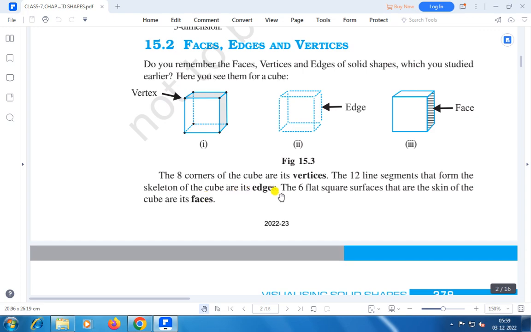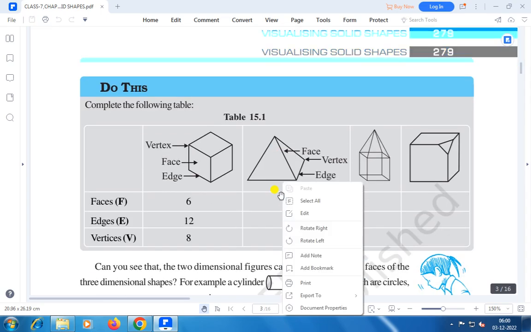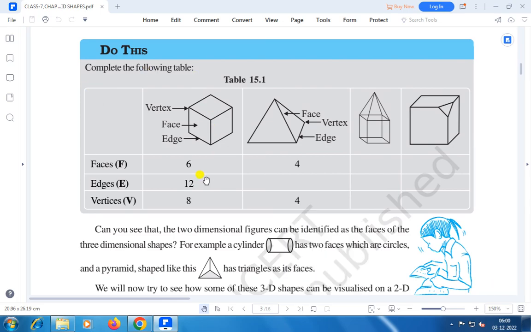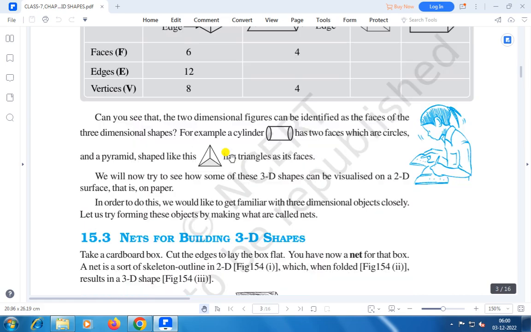The 8 corners of the cube are its vertices. The 12 line segments that form the skeleton of the cube are its edges. The 6 flat square surfaces that are the skin of the cube are its faces. We know all these things. Here you see, complete the following table in which you are getting faces. In this case, cube, it is 6 faces, edges 12, vertices 8, right? Or you can find the values in this method also.